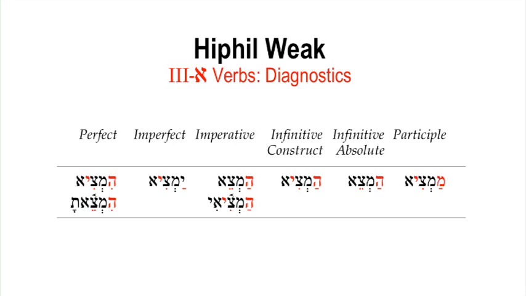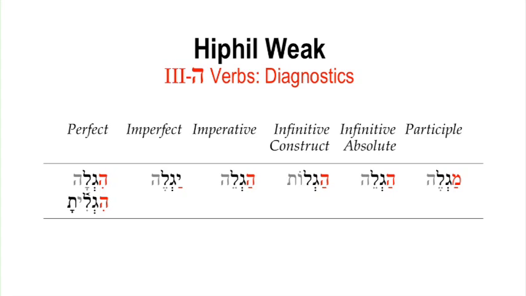Now that particular change is fairly dramatic, patach to tsere, but you also know that the stem vowel for the Hiphil stem is interchangeable between hireq yod and tsere, and so with the third aleph verbs there is apparently more consistency. That is, in every form that you see on the screen, the stem vowel will either be hireq yod or tsere in the third aleph category. So that's one slight change, and that one slight change doesn't necessitate you having to memorize anything new on this particular page. All of the strong verb diagnostics should be recognizable to you here, except for that one change.